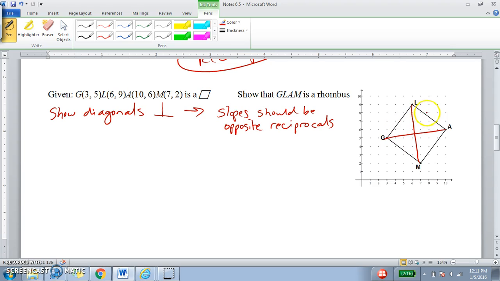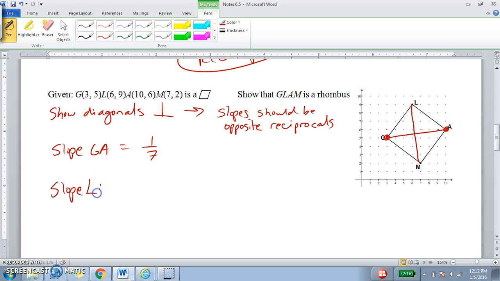So slope is easy. We can just count it. So if I count from G to A, I'm going to count my rise and my run. So I'm counting up 1 over 1, 2, 3, 4, 5, 6, 7. So the slope of GA is going to be 1 over 7.